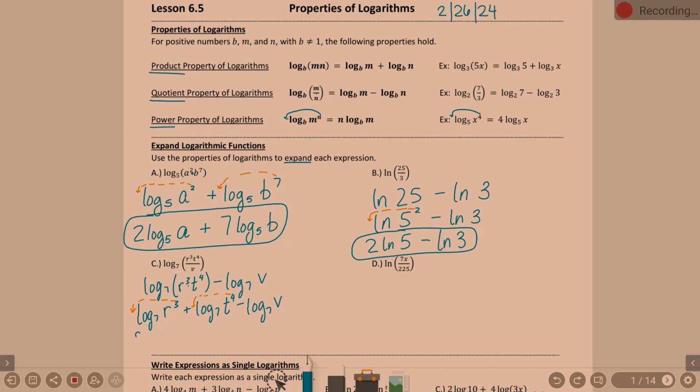So 3 times log base 7 of r plus 4 times log base 7 of t minus log base 7 of v.